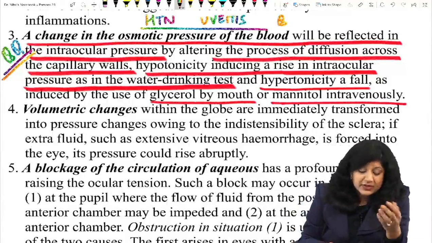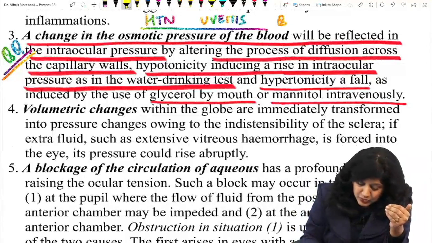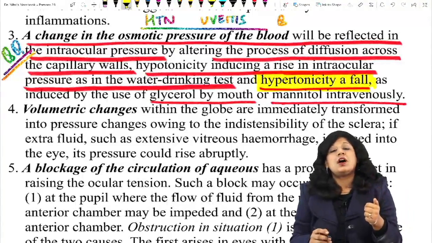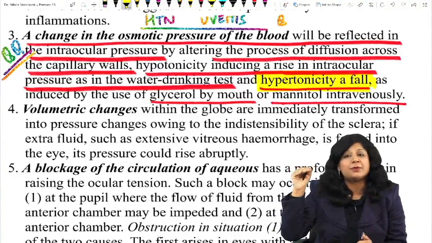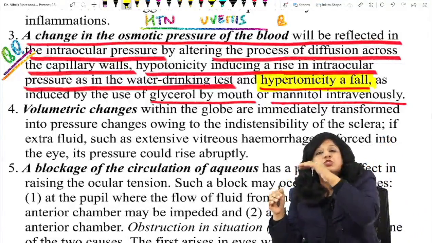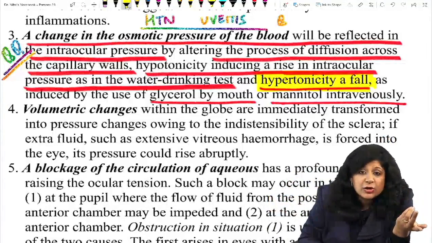So when you give these hyperosmotics, there is actually hypertonicity, and hypertonicity will lead to a fall. Why? Because in the blood we have hypertonicity, so now the fluid will start flowing from the eye to the outside, and therefore there will be a decrease in the intraocular pressure.